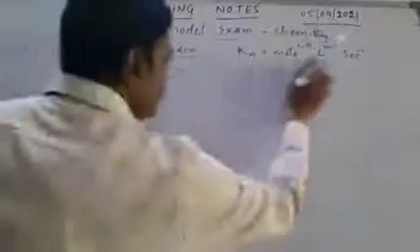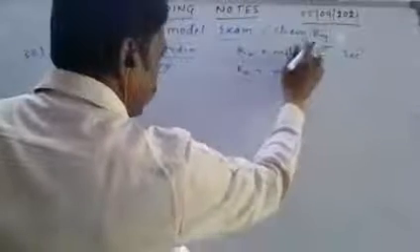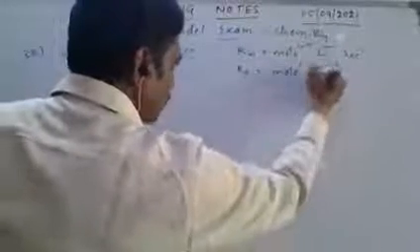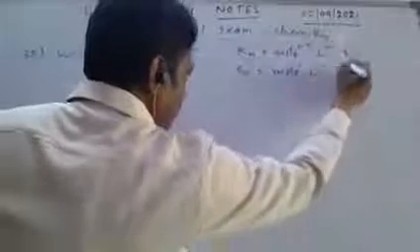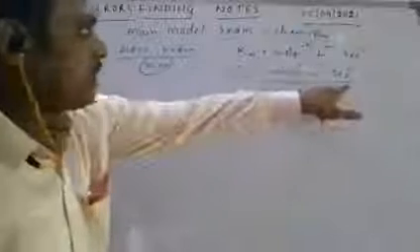Here zero order means n is equal to 0. If you substitute n equals 0 in this formula, the units of K naught are moles to the power 1 minus 0, which is 1, liters to the power 0 minus 1, which is minus 1, second inverse. So the units are moles per liter per second.